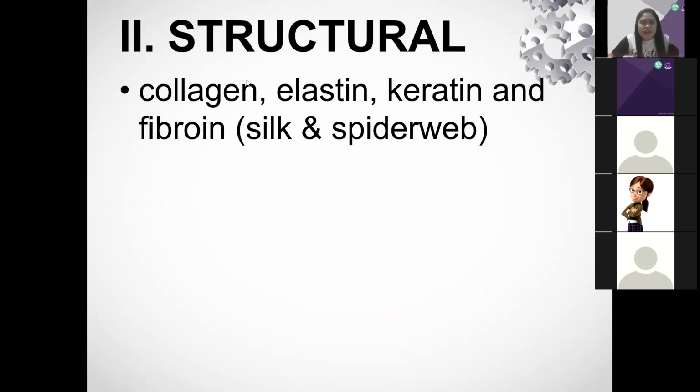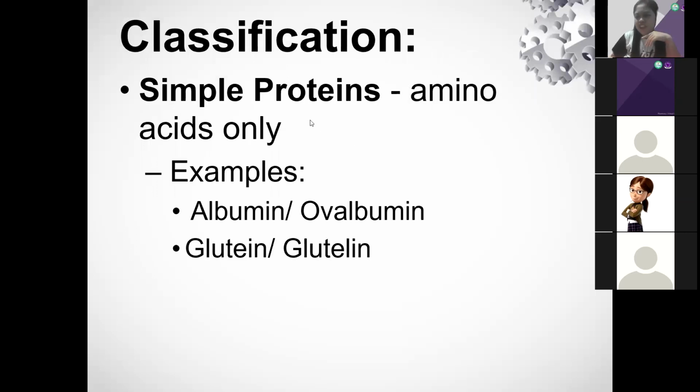Okay? Now, aside from collagen, elastin, keratin, and even fibroin, which is found in silk and spider web, these are all structural proteins. Fibroin is for the structure of the spider web. And elastin and keratin are found in our body also; they are structural proteins. Like keratin in hair or in our nails. So the keratin treatment for hair is still a protein.